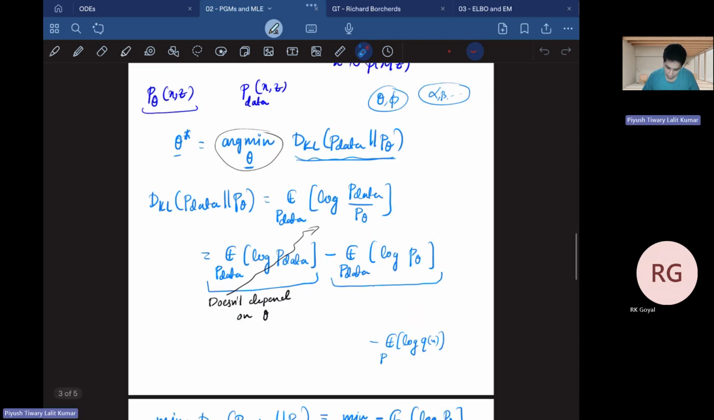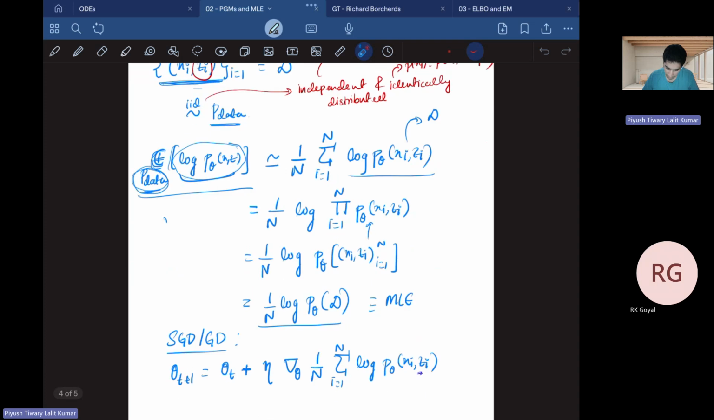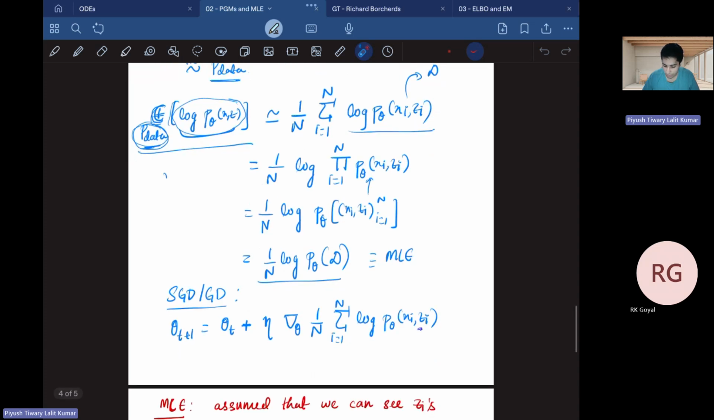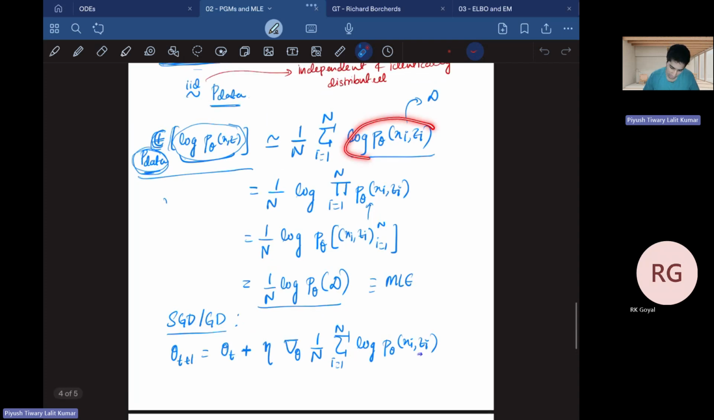Then we simplified the KL divergence term and finally obtained something like this. It tells you that if you have a data set and all you want to do is estimate this parameter theta, you can simply take log p theta of xi, zi. Moreover, you take the average of this log. This term is called the log likelihood.